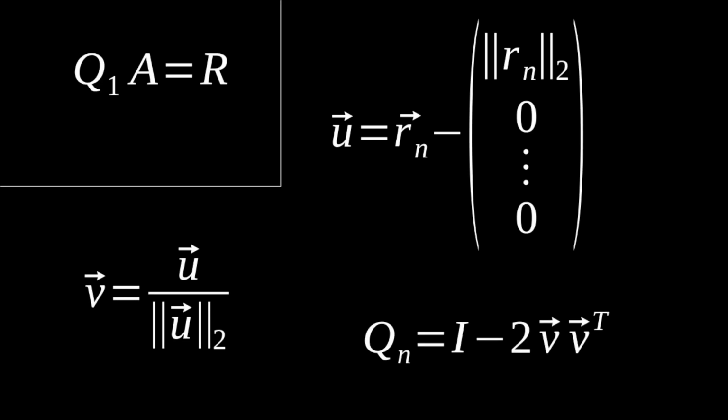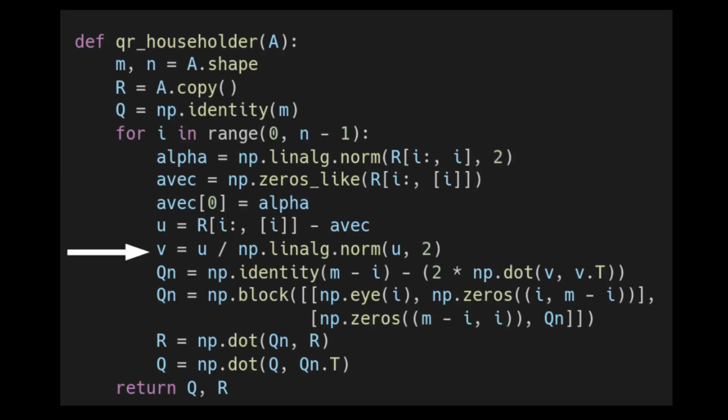Then what we're going to do to compute our Qn matrix is just take the identity matrix and subtract off 2 times the product of our V vector by our V vector transpose. So V by V transpose is going to produce a matrix for us. So we're going to take the identity matrix of the same size and subtract that off. That's going to be our Qn matrix. And so the normalization is just the first line. That identity matrix minus 2 times V by V transpose is just the second line.